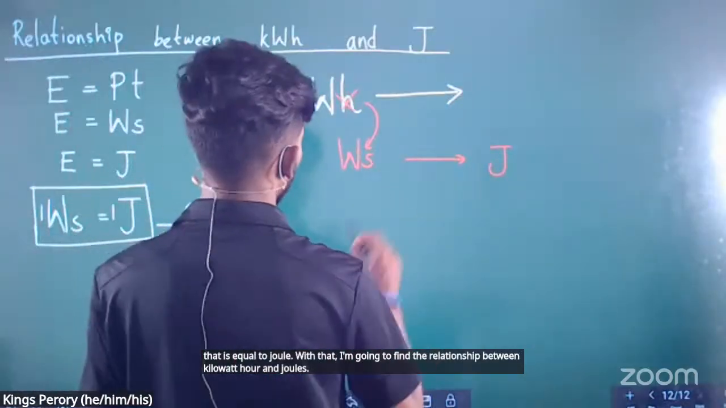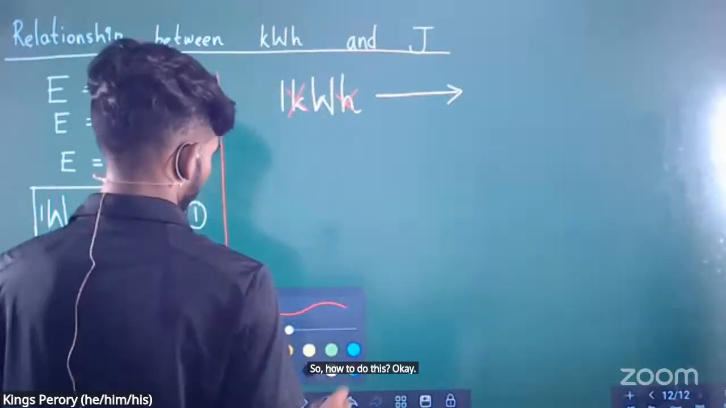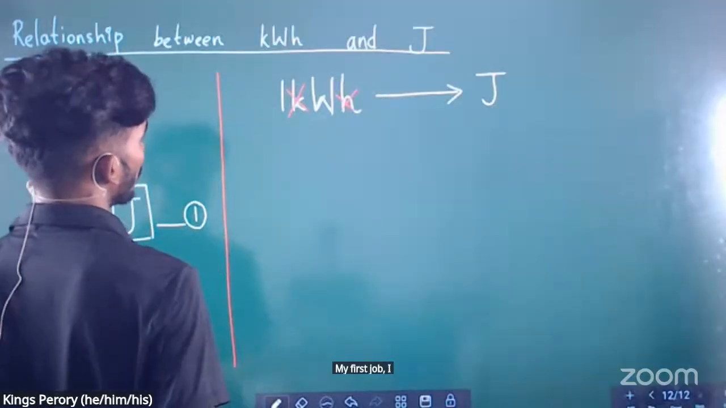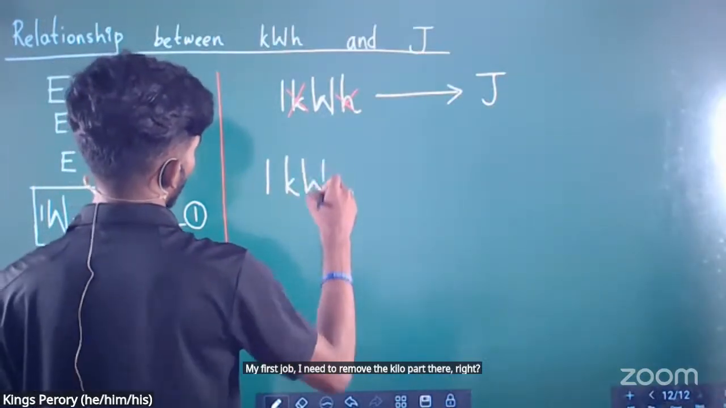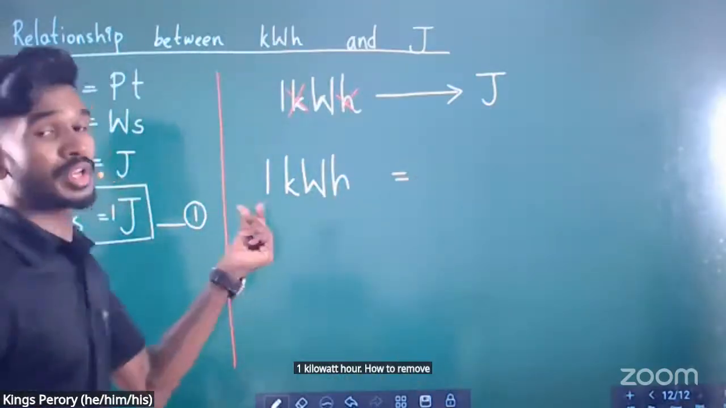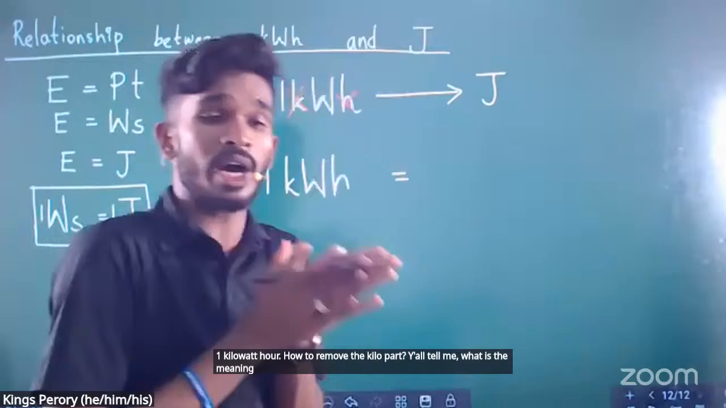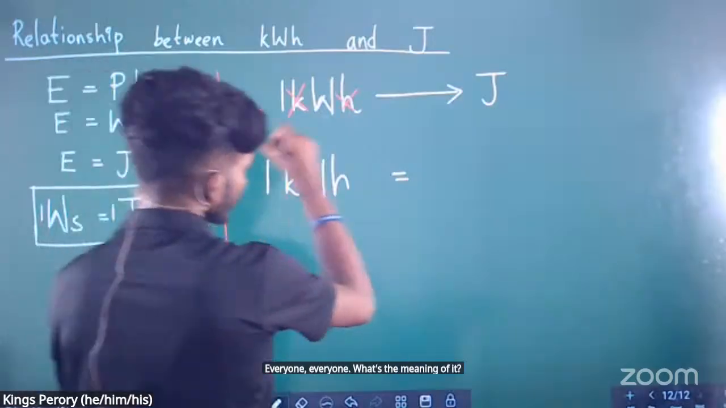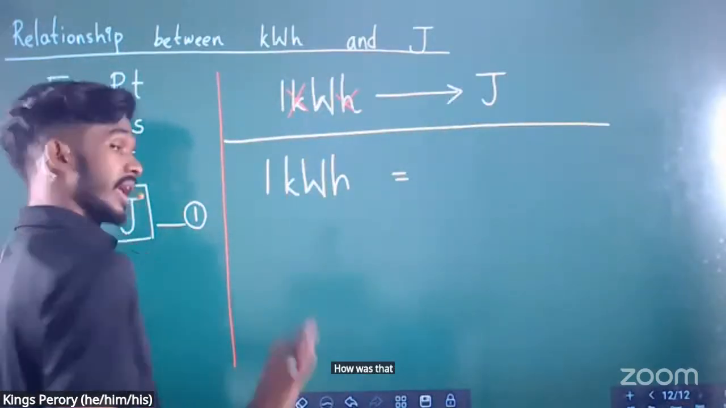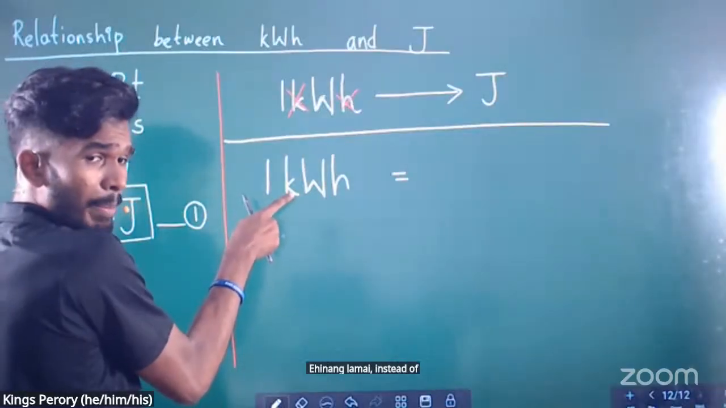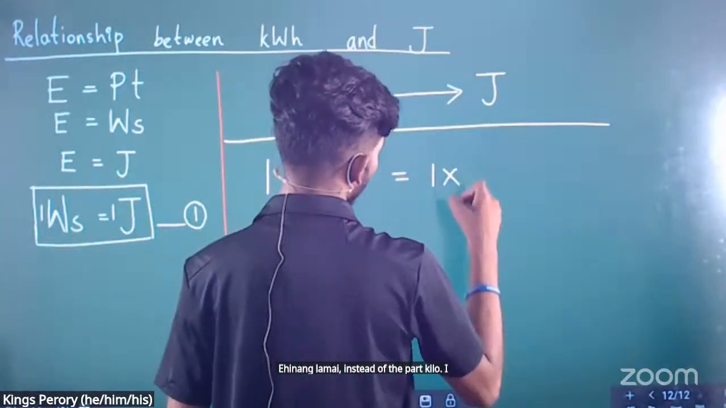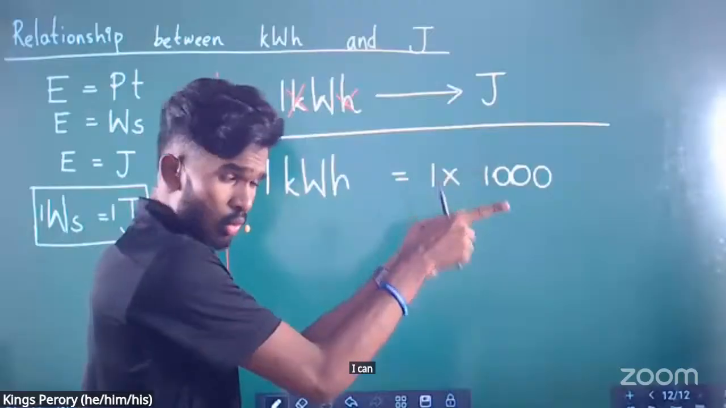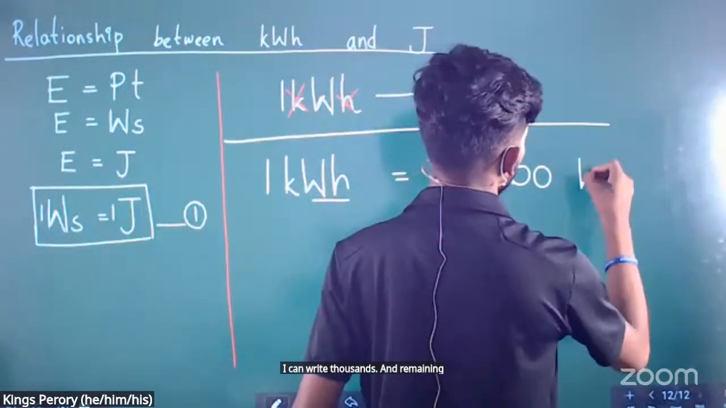Right. So how to do this? Look, okay? My first job, I need to remove the kilo part there, right? 1 kilowatt hour. How to remove the kilo part? Tell me, what is the meaning of kilo? I already told you. 1000. Instead of the part kilo, I can write 1000, and the remaining part is watt hour.